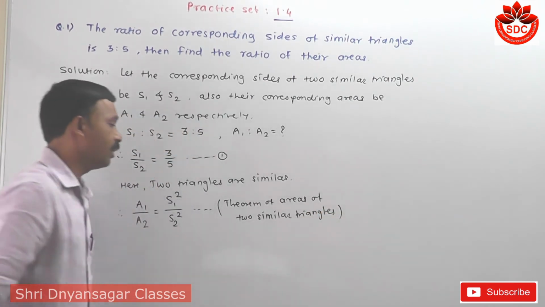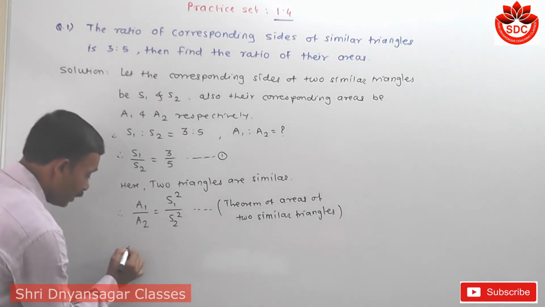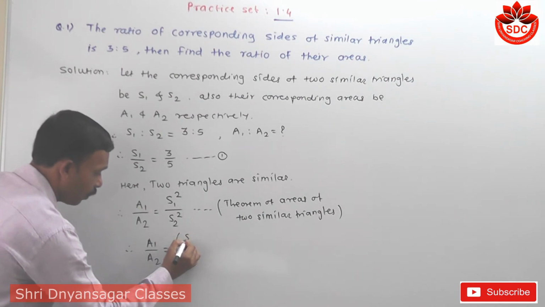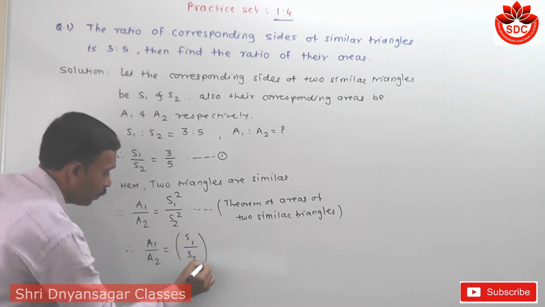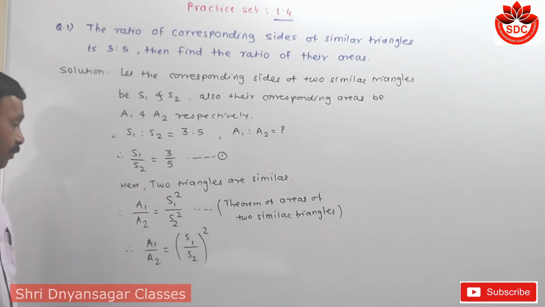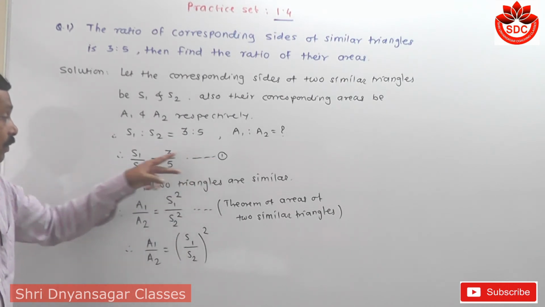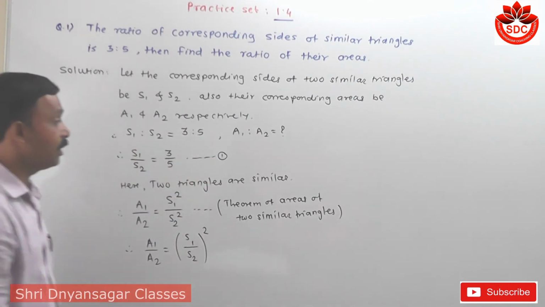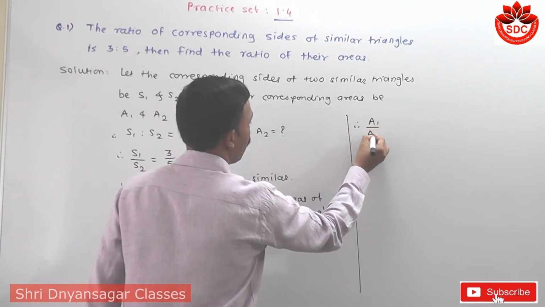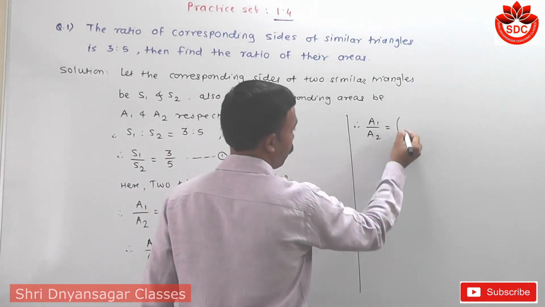Also you have to write the theorem of areas of similar triangles. Now I will write A1 upon A2 is equal to (S1 upon S2) whole square, because it is the square of each side. Then we substitute the value of S1 upon S2 from equation first, which is 3 as to 5, in that: 3/5. Therefore A1 upon A2 is equal to (3/5) whole square.